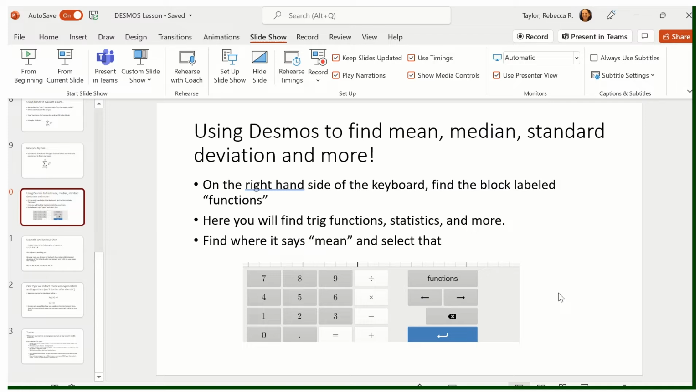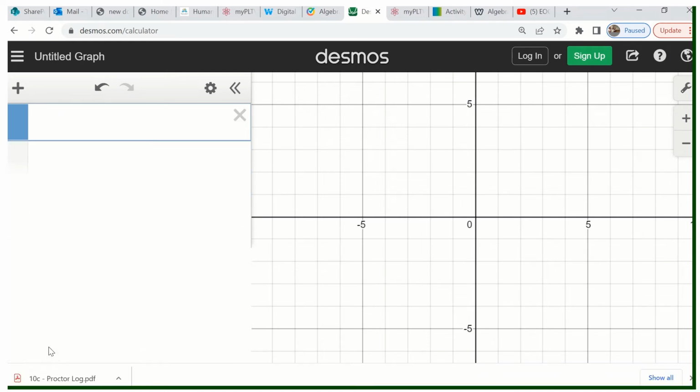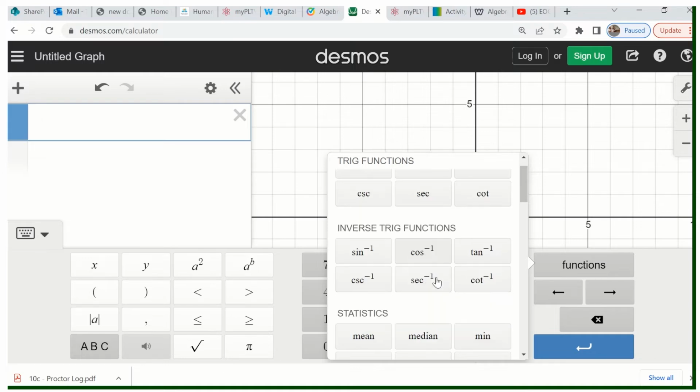So I want you to go over there and find where it says mean, and then select that. Okay, so I'll hop on over here to Desmos. We're going to clear that out. We're going to open up this keyboard and click on functions. Notice if you need sine, cosine, tangent, cosecant, secant, or cotangent. If you need your inverse, and as a quick little review, remember the symbol for inverse is that superscript of -1. That is not sine to the -1. That is inverse sine. It is an inverse function.